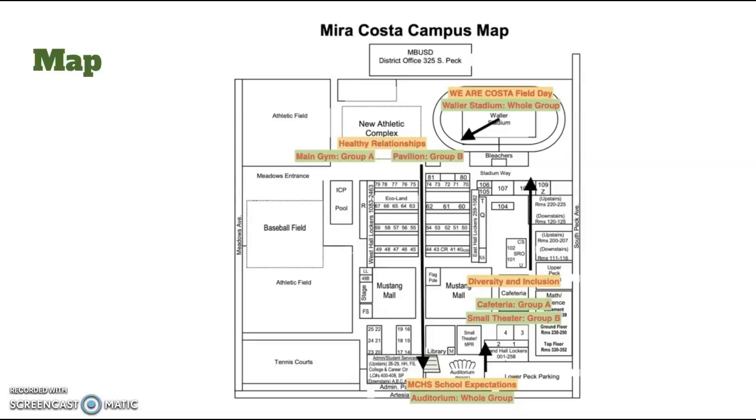From Diversity and Inclusion, you will rotate back to We Are Costa Field Day. That is the path of travel. Each group will start at one of these locations and move through all 4 assemblies.